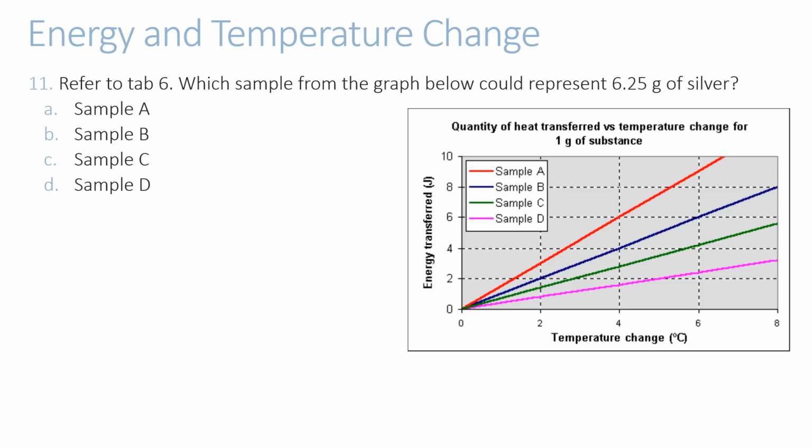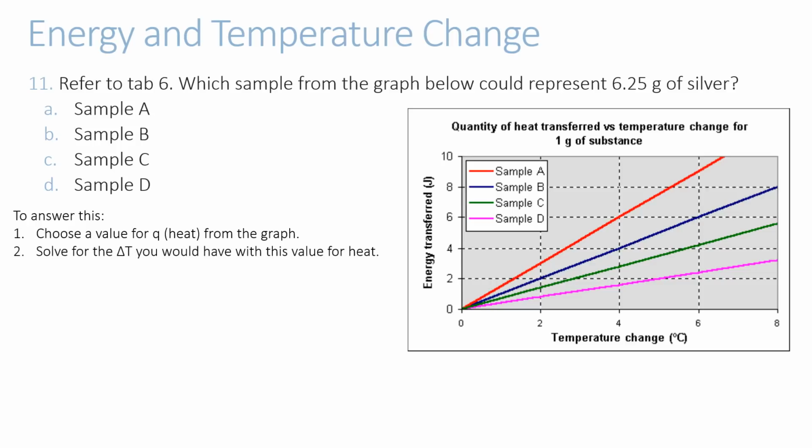Question 11 asks you to refer to tab 6, which gives the specific heats, and then figure out which sample from the graph could be 6.25 grams of silver. So the best way to solve this problem is going to be to choose a value for heat from the graph. So I'm going to pick 2. And then solve for the delta T that we would expect with this value for heat using the specific heat of silver. So whichever line intersects at that coordinate for Q and delta T is the correct answer.